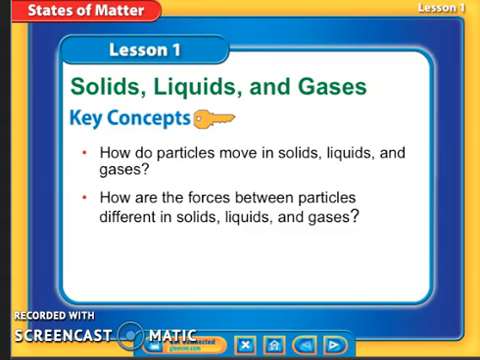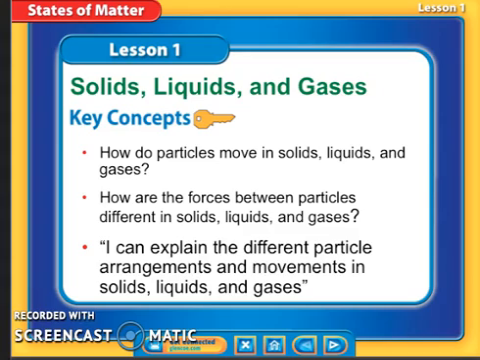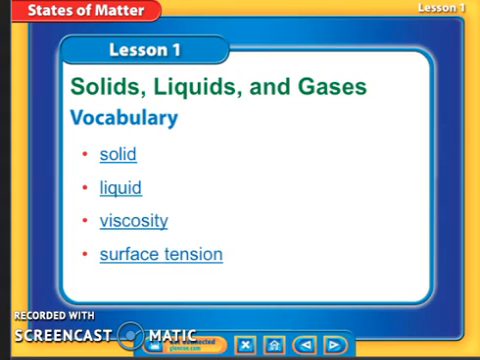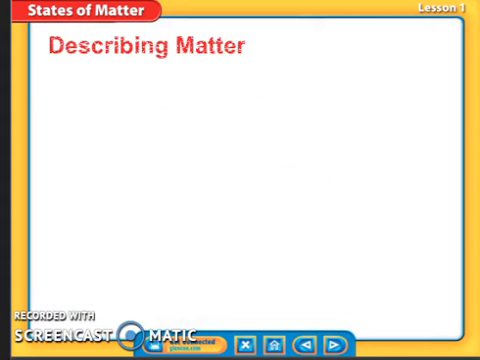So there's a difference in how they move and the attractive force between the particles. And lastly, when it's all said and done, you should be able to explain the different particle arrangements and the movements in solids, liquids, and gases. So the vocabulary that we're going to be discussing today is what is a solid, a liquid, what is viscosity, surface tension, what is a gas, and what is vapor. Okay, so these are the 1, 2, 3, 4, 5, 6 words we're going to talk about.